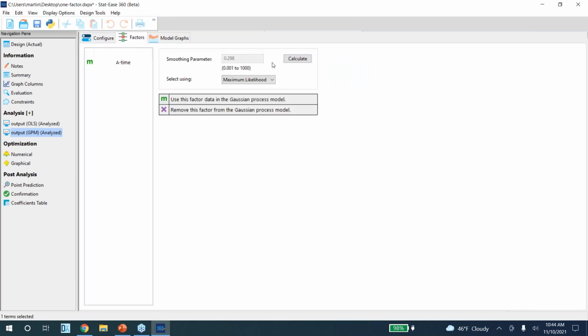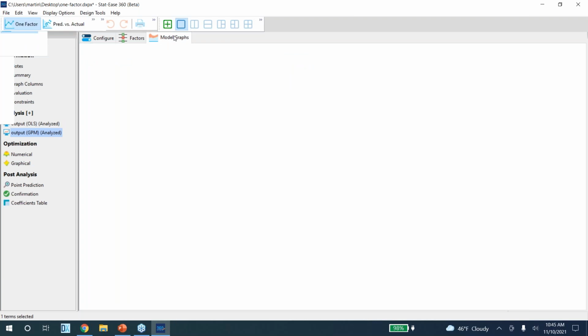Now, I only have one factor. As I mentioned before, Gaussian process models have a window that they look at in order to fit. It tries to look at its nearest neighbors and see, okay, how far do I want to look? How closely do I want to weight the neighboring runs? So Design Expert, or Statist 360, allows you to choose what we call a smoothing parameter. It's essentially a window around each point. It allows you to choose it by maximum likelihood or by cross-validation. You can calculate this as 0.275, and then you can see what it looks like here.